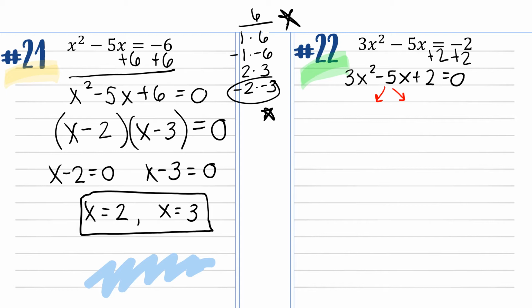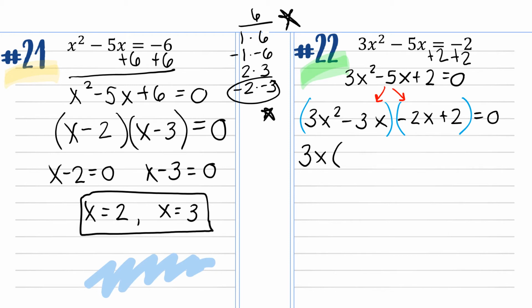I'm going to split this into 3x squared, I'm going to write minus 3x minus 2x plus 2 equals 0. Now that I have 4 terms, I can go ahead and factor by grouping my first 2 and my last 2. Taking out the greatest common factor of 3x squared and -3x, I can actually take out a 3x, and what's left would be x minus 1. In my second grouping, I have -2x and a +2, so I'm going to go ahead and take out a -2, and what I'm left with is x minus 1, and this is set equal to 0.